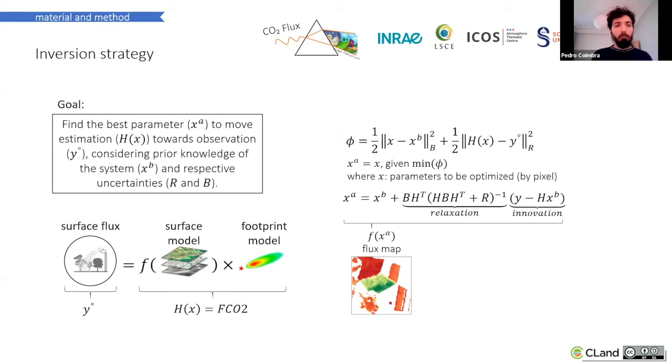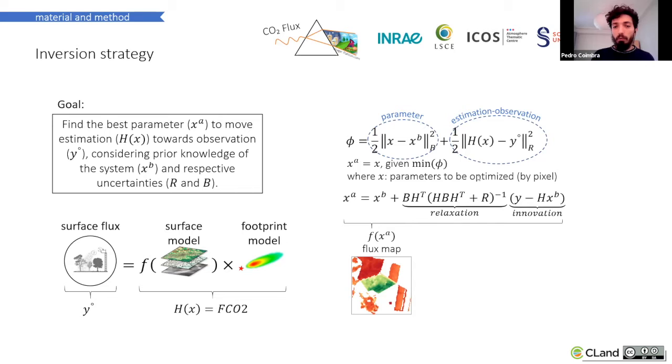The inversion strategies. The goal, first of all, is to find the best parameters to move the estimation towards the observation, considering the prior knowledge of the system and the respective uncertainties. So different from a regression, we are also including the uncertainties, so where we can trust the parameters or the observations more or less. On the right, we have this cost function, and that's what we are trying to minimize. Basically we have two parts: one for the parameters and another for the estimation versus observation. Once the estimation is far from the observation, we increase the cost, and the same for the parameters, comparing the new parameters with the prior. We want to minimize both of them.